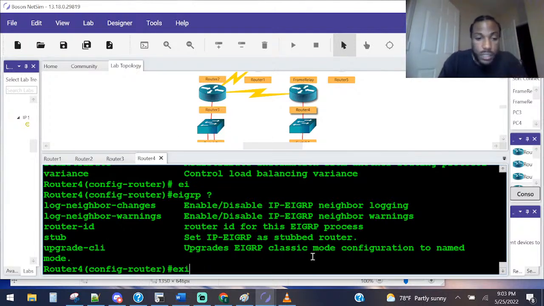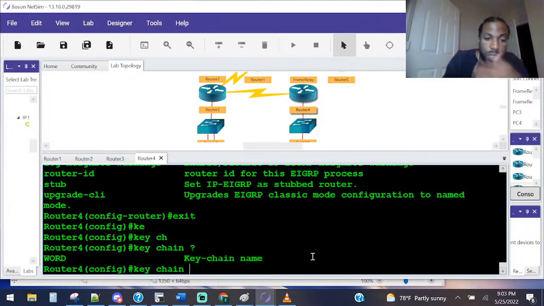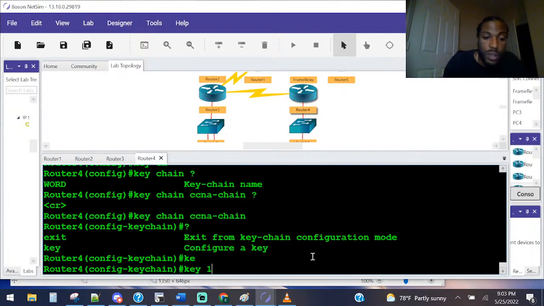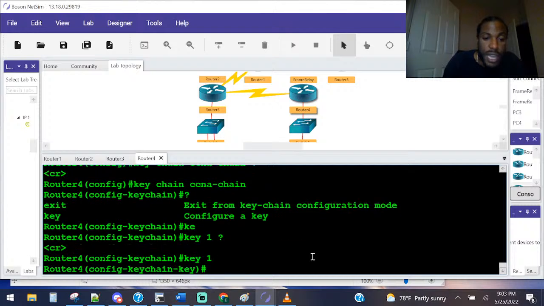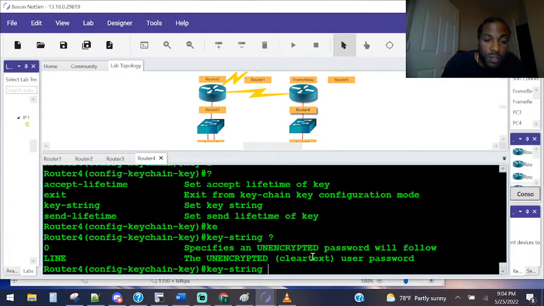Let's go back into regular global config mode, keychain, and then the name they said to use, CCNA-chain. That puts you in keychain configuration mode. They said use a key of 1, so key 1. Once you're done with that, now you're in keychain key configuration mode, and then use a key string of boson. So key-string, and the string in this case is boson, in lowercase.